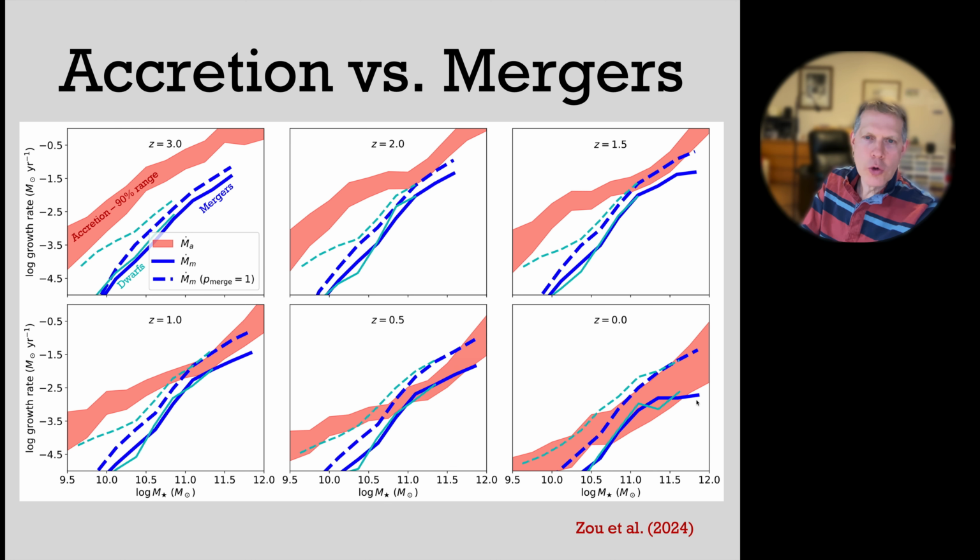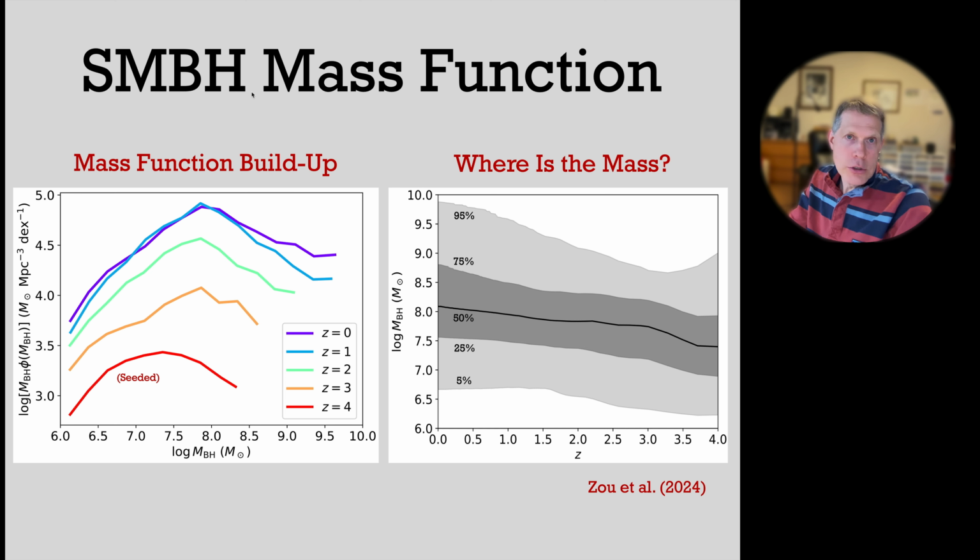So we now have good quantification of where mergers might actually dominate, and this is relevant for future predictions of what gravitational wave experiments might find. We also can track the buildup of the overall supermassive black hole mass function, again, including both accretion and mergers. So here is our seeding of the black hole mass function at a redshift of 4.